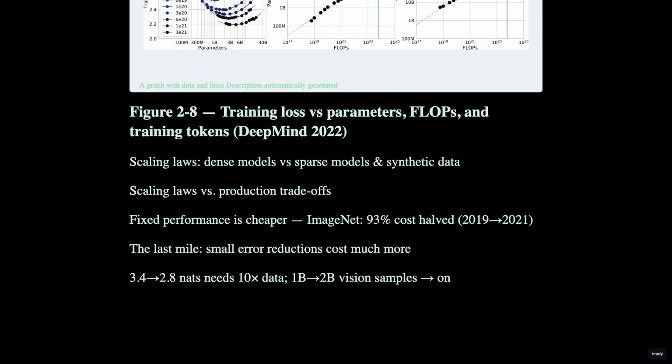Lowering cross-entropy from about 3.4 to 2.8 nats is very costly. Roughly 10 times more training data is required. Likewise, for large vision models, increasing samples from 1 to 2 billion typically yields only a few percentage points of ImageNet improvement, a clear sign of diminishing returns. See Chapter 3 for cross-entropy and the meaning of nats.